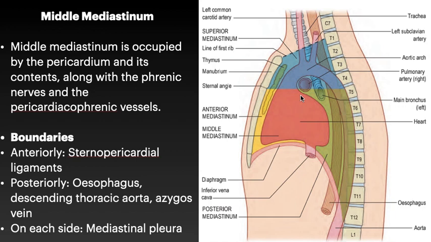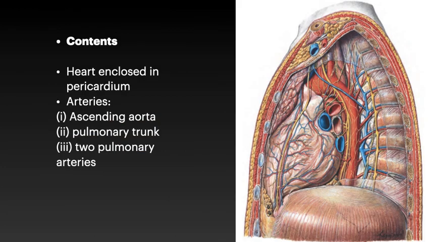Boundaries. Anteriorly, we have the sternopericardial ligament. Posteriorly, we have the esophagus, descending thoracic aorta and the azygous vein. On each side, it is bounded by the mediastinal pleura. Contents: heart enclosed in the pericardium.